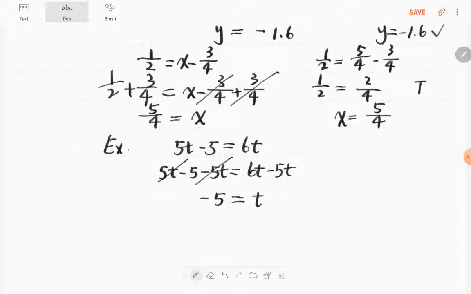Then we try to test if our answer is correct or not. So we use negative 5 to replace t.